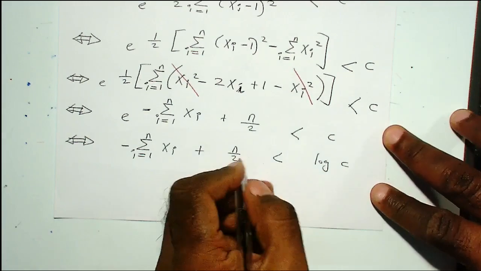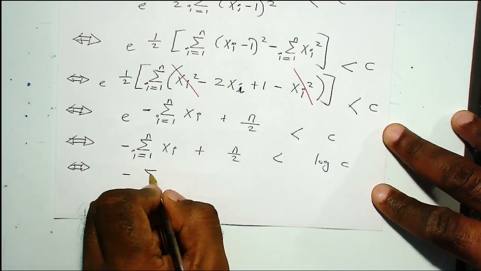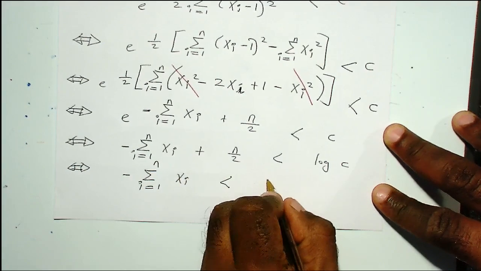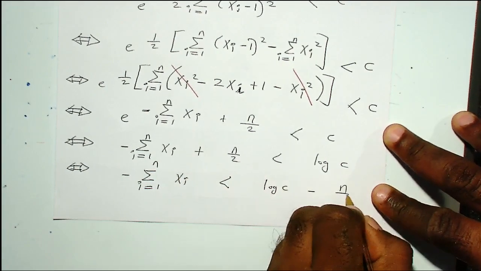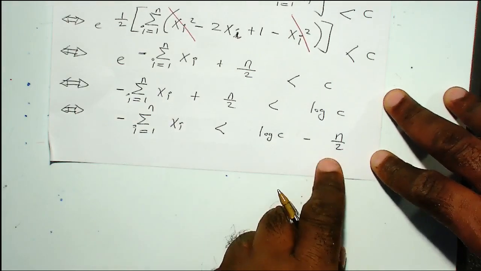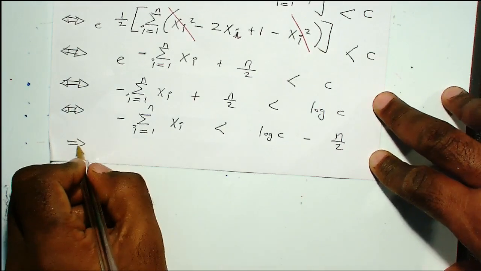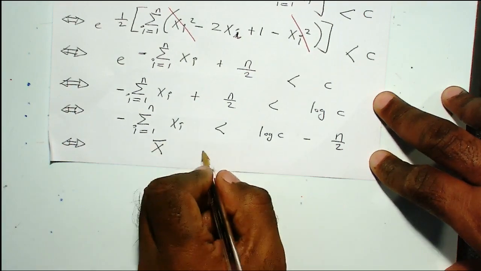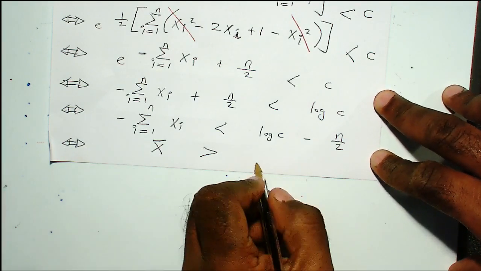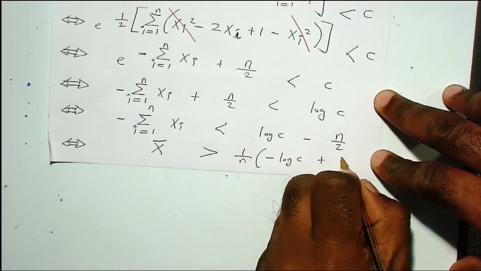Yes? I'm going to take this to the right-hand side, so this becomes the sum of xi less than log of c minus n by 2. Now, finally, I'm going to divide both sides by n and multiply it by minus, right? So this will become x bar, and the less than will become greater than because I'm multiplying by a negative number. And so this will be 1 over n times (minus log of c plus n over 2).